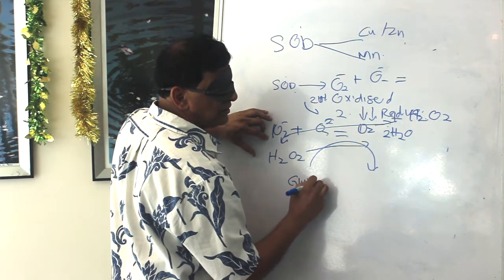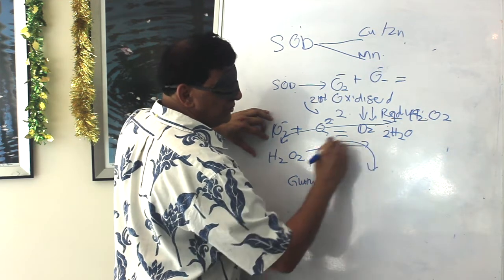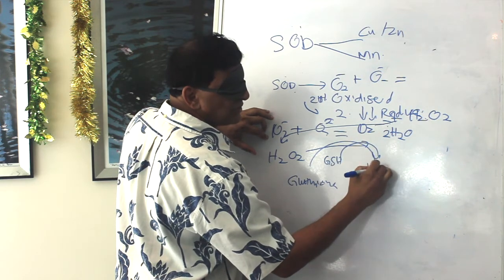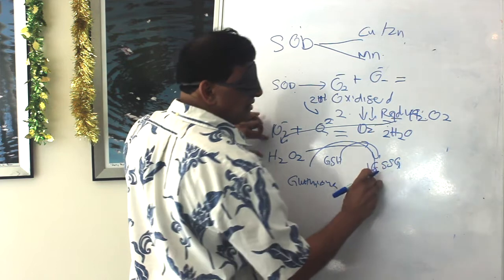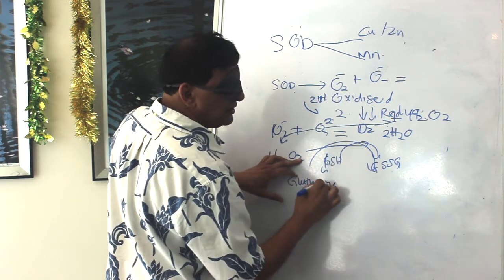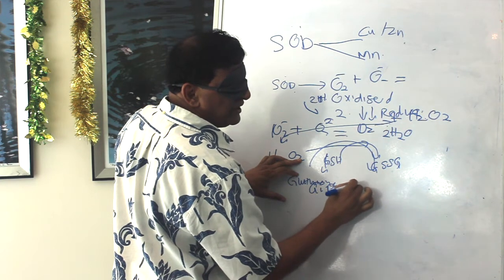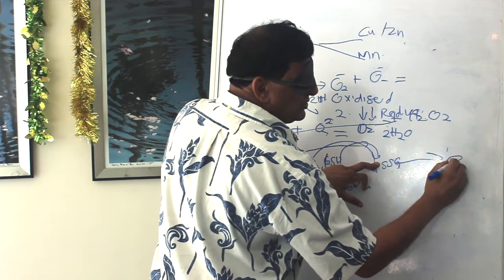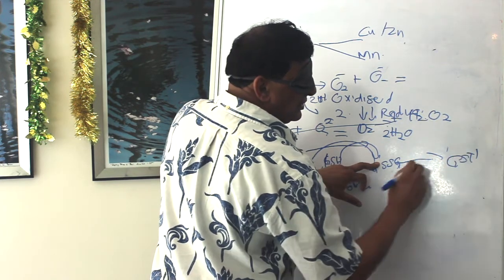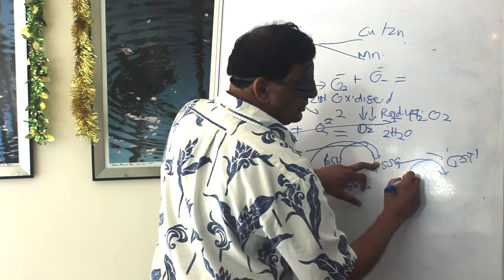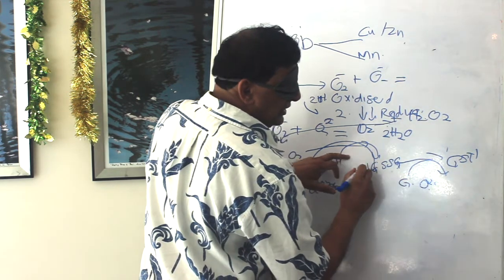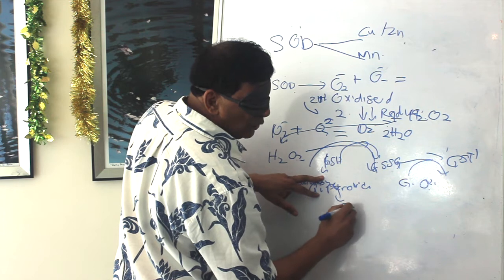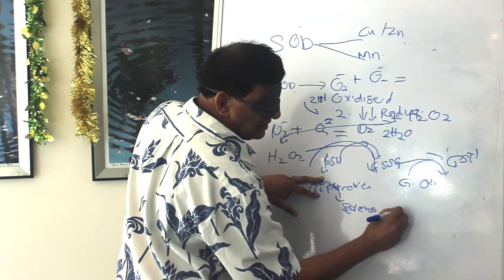glutathione. So glutathione, when you add it as GSH, becomes GSSG. Okay, and the enzyme required here is glutathione peroxidase. This GSSG will be converted back to GSH using glutathione reductase. In the glutathione peroxidase, it requires selenium, cysteine.